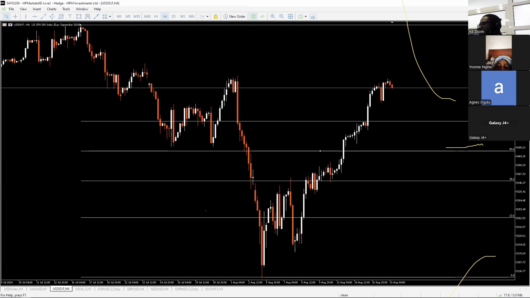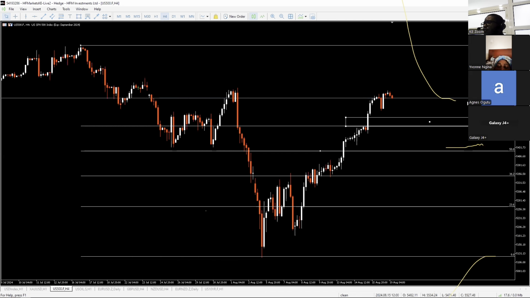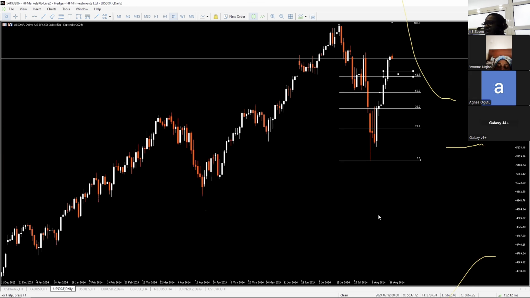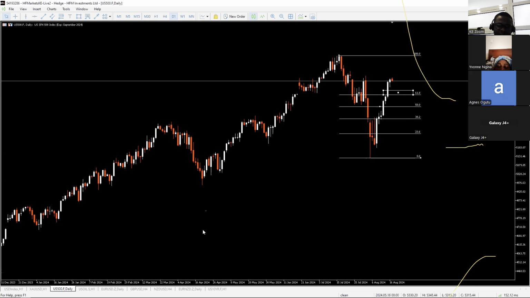This should be a good area of support. That entire zone should provide a good area of support if the stock market, the US 500, should continue moving up. So it's important to watch the stock market. You can get trading opportunities because this market tends to trend very nicely. It's a little bit volatile, but when it starts trending, it trends in very smooth, clean trends.